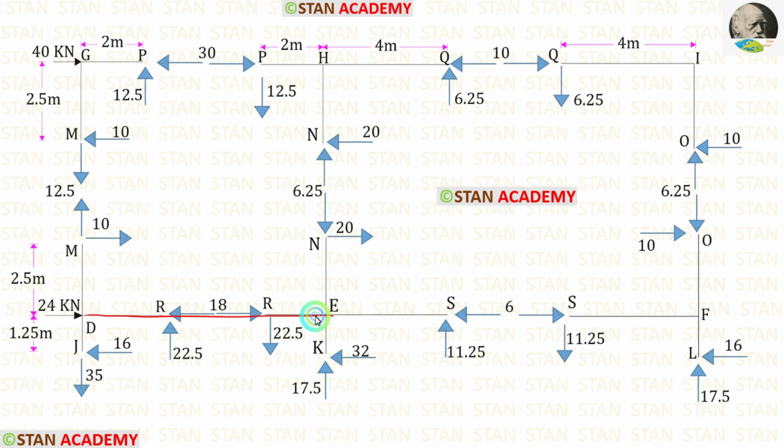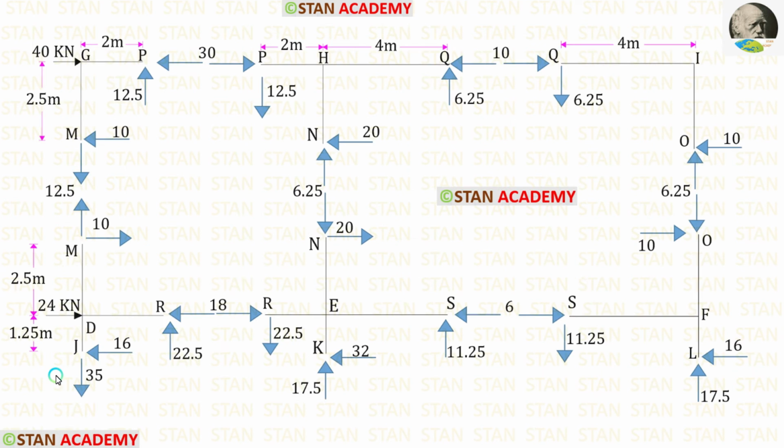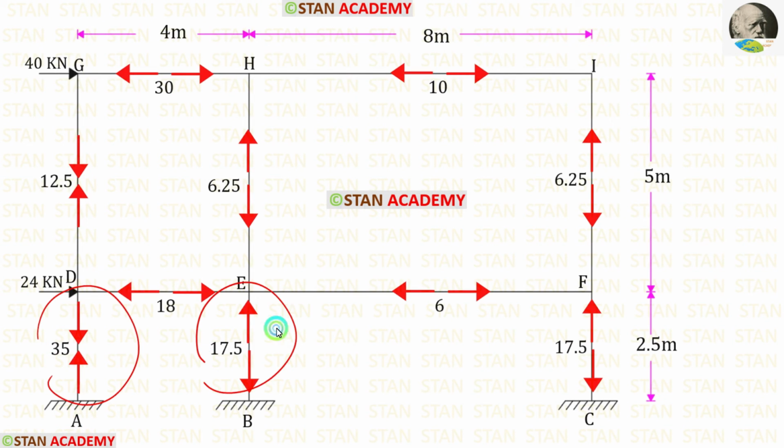In the member DE, we have the axial force 18. In the member EF, we have the axial force 6. Let us enter them. In the member DA, we have the axial force 35. In the member EB, we have the axial force 17.5. In the member FC, we have the axial force 17.5. Let us enter them.